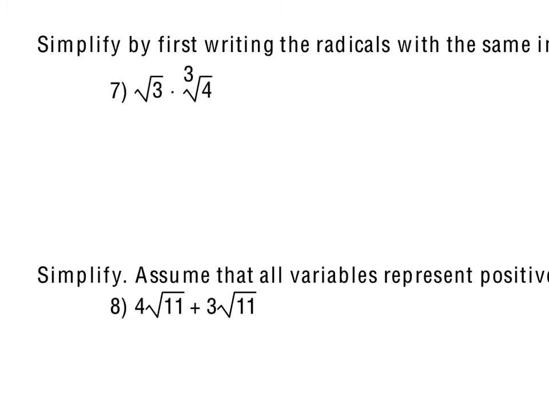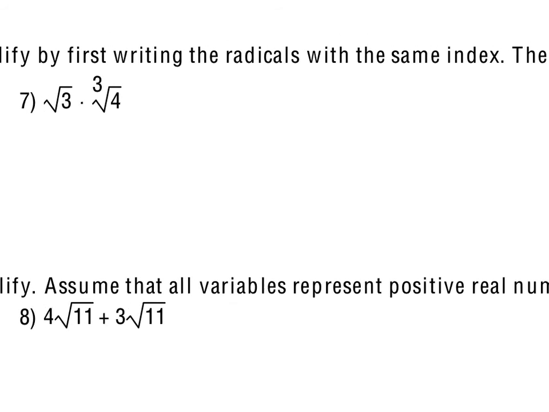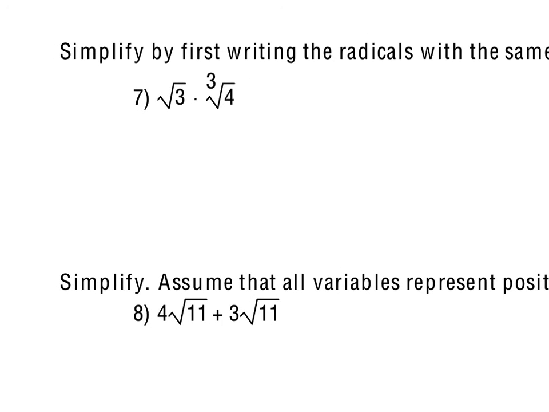Moving on to number 7, they want us to simplify, and in order to do that they suggest first writing the radicals with the same index and then multiplying. So the issue is we have a square root of 3 and a cube root of 4. Now that would be a 3 to the 1/2 times a 4 to the 1/3. And the issue there is they have different denominators in those fractions, so I want those to be the same. The LCD for 2 and 3 would be 6. You might also think of this as the LCR, the least common radical or least common index.